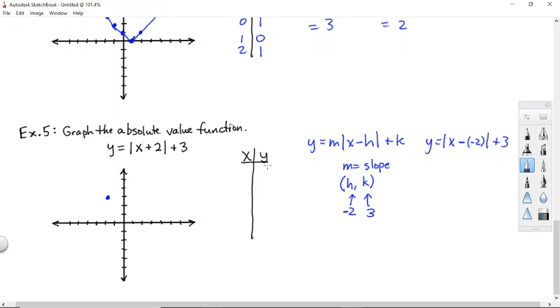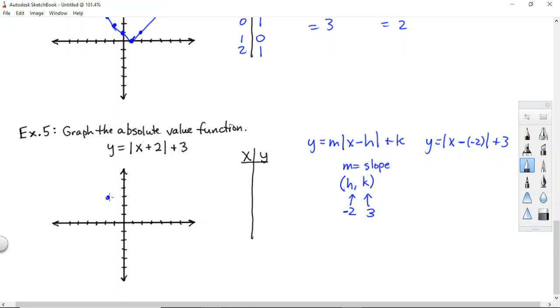And while we're thinking about this, we also have the slope. The slope is the thing that's multiplied on the outside. It's multiplied by the absolute value. Well, what is that in ours? What's out there that's multiplied? There's no number there, so that means it's 1, right? You could always write a 1 outside there. 1 is multiplied by the absolute value. So the slope is 1.